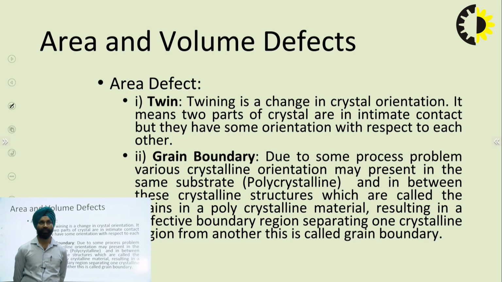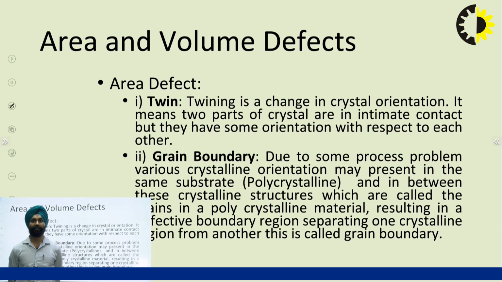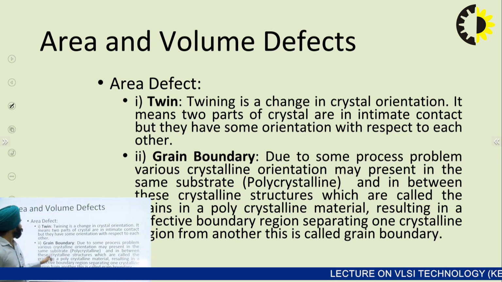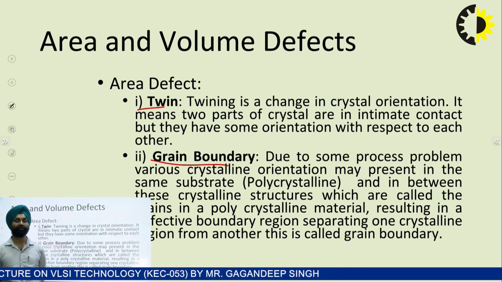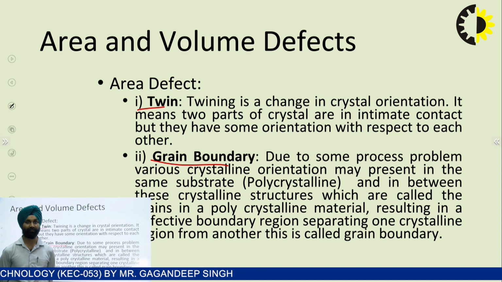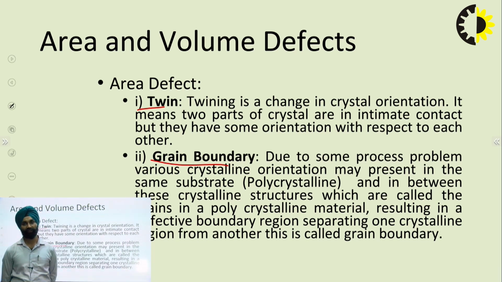Similarly, volume defects, it is also of the 2D defects, where we have 3D defects, where we have two types of defects. One is the twinning defect, and the other is the grain boundary defect. In 3D we can have the area or the volume. In area we have the twinning effect, which is the extension of the line defect. Twinning is the change in the crystal orientation, or we can say that there are two different types of crystals which have different orientations, and they are sticking to each other.